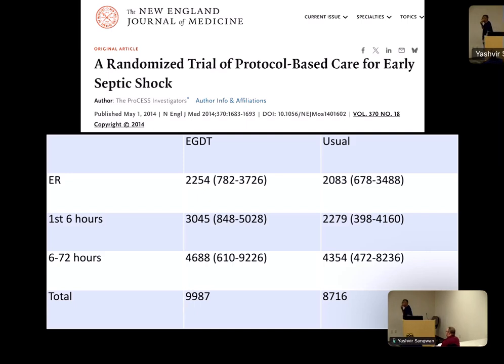Then came 3 trials, one after the other, huge trials across continents, teaching hospitals, rural hospitals, you name it, very well randomized. ARISE, ProCESS, ProMISe. That's how I remember them. ARISE, ProMISe, ProCESS. Okay, good. They were about septic shock, randomized within 3 hours, and then they either followed the Rivers et al. protocol to the hilt, or you just do whatever you think is right for the patient. Standard arm versus EGDT.